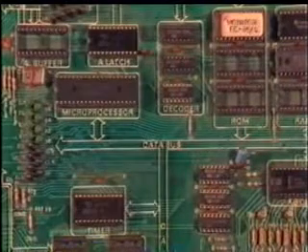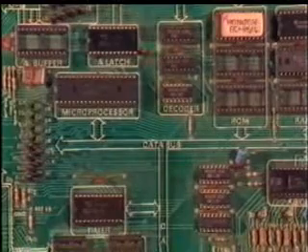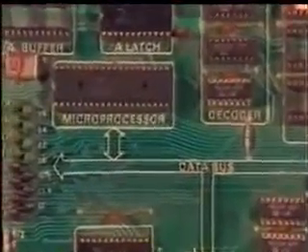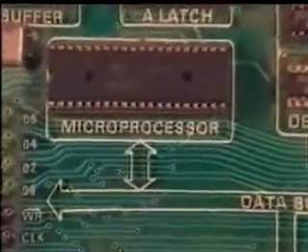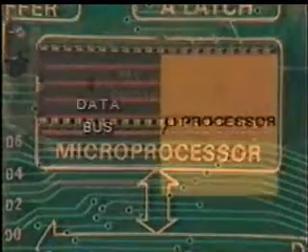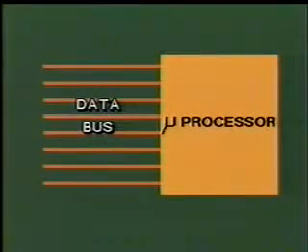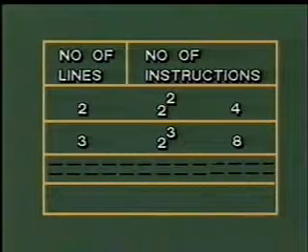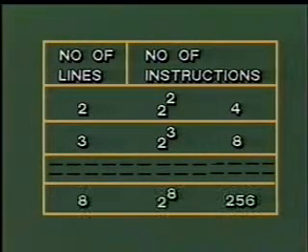Let us see what is there in an actual microprocessor chip. Microprocessor Intel 8085 is one of the most popular 8-bit microprocessors. The word 8-bit refers to the width of data bus, that is, data lines are 8. 8085 has a data bus 8-bit wide, which means it can have 2 raised to the power 8 equal to 256 different instructions.